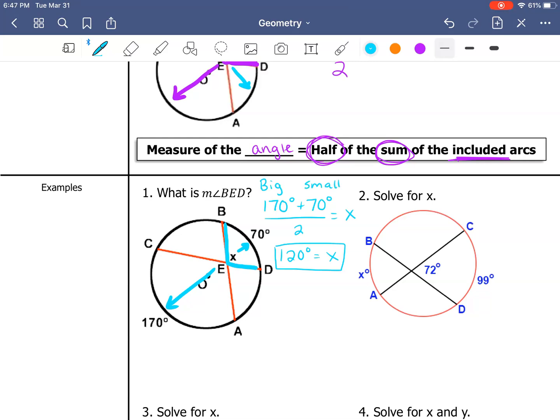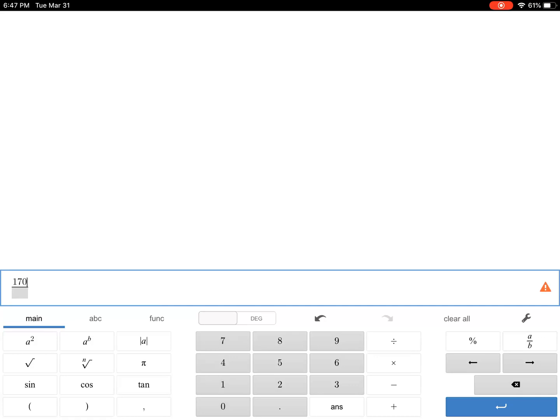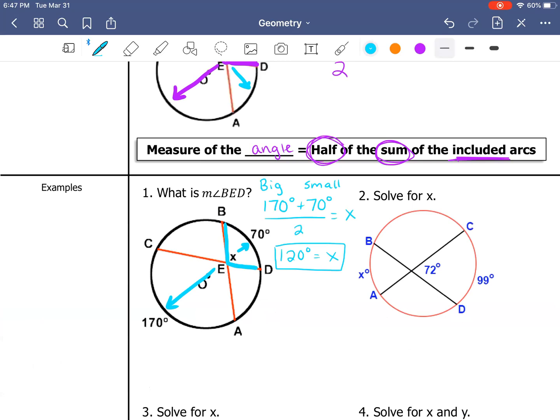Since we did not have any variables on the left-hand side, you can go ahead and plug that into a calculator. If you're using an online calculator such as Desmos, you can click the fraction button and put 170 plus 70 on top, divided by 2. You should get 120. Go ahead and pause the video and see if you can figure out example number 2. I will tell you to be careful: it's always the big arc plus the small arc, divided by 2, that equals the angle. The first one should always be the big arc, the second should always be the small arc, and it should always equal the angle.